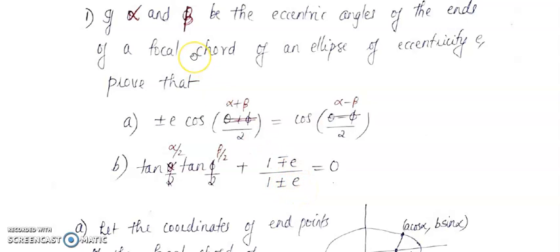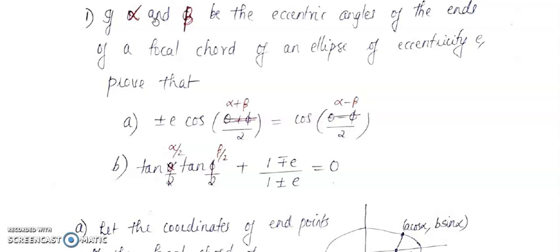Okay. So the condition given to us is that alpha and beta are eccentric angles of the ends of the focal chord of the ellipse. For an ellipse we have two foci, that is (ae, 0) and (minus ae, 0). Now we are assuming that our focal chord is passing through the point (ae, 0). Without loss of generality, let us take the focal chord passing through the point (ae, 0).